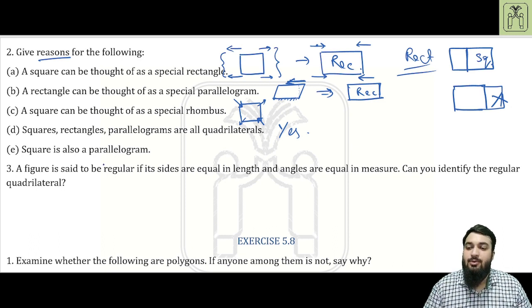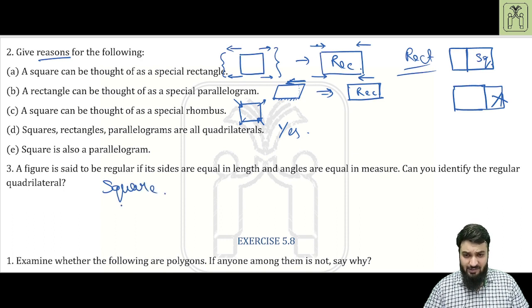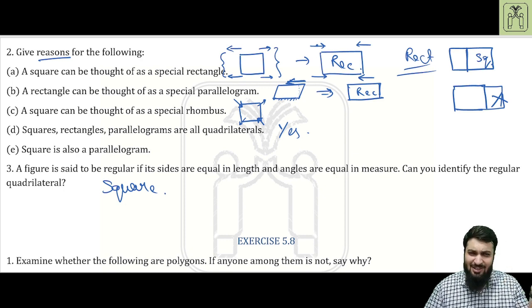Okay. Question number 3. A figure is said to be regular if its sides are equal in length and angles are equal in measure. Can you identify the regular quadrilateral? Obviously, a square, because all the sides are equal, the diagonals are equal, the angles are equal, everything is equal.